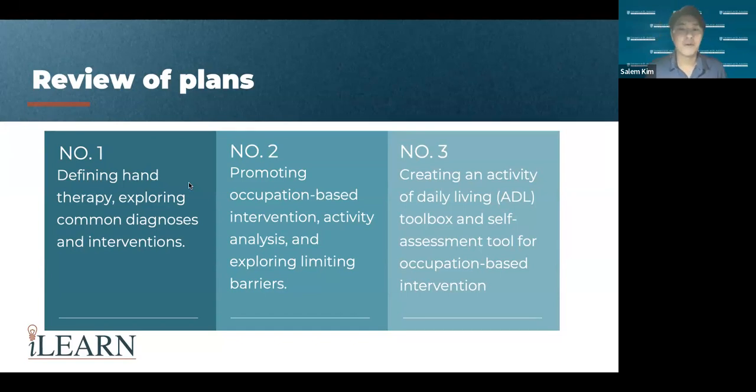After that, we will go over some of the essential components to promote occupation-based interventions in hand therapy. We'll do some literature reviews on what is currently happening in hand therapy field as well. Lastly, we will go over how to create a personal ADL toolbox and share a chart that can be used as a guiding and self-assessment tool for occupation-based intervention in hand therapy settings.